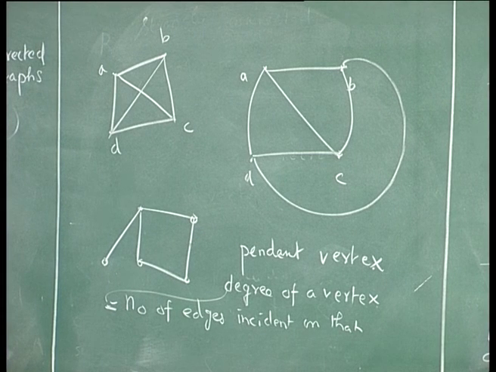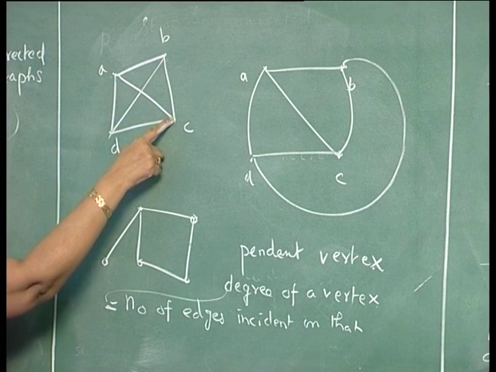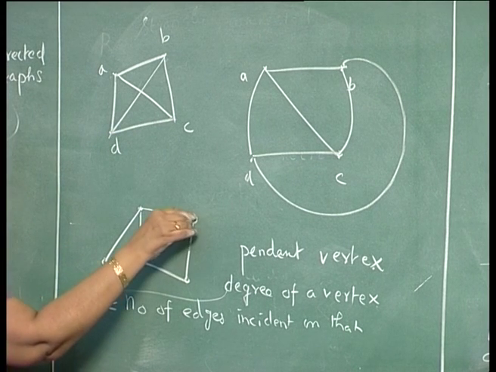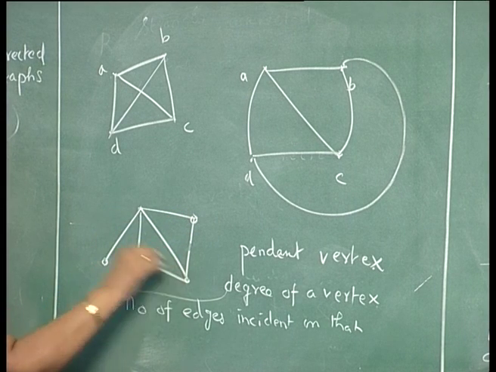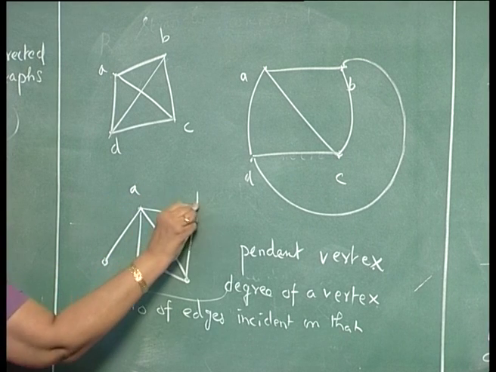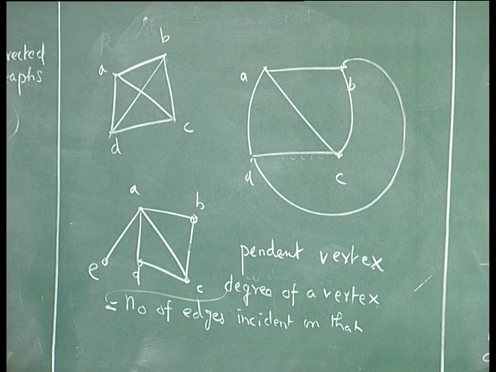For example, here what is the degree of A? 3, degree of B is also 3, degree of C is also 3, degree of D is also 3. And if you look at this matrix, I will draw like this. If you look at this graph, A, B, C, D, E, what is the degree of A? Degree of A is 4, degree of B is 2, C is 3, and D is 2, and degree of E is 1. Okay. This is called the degree of a vertex.